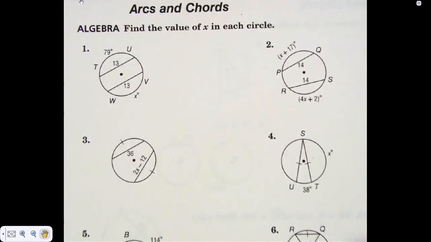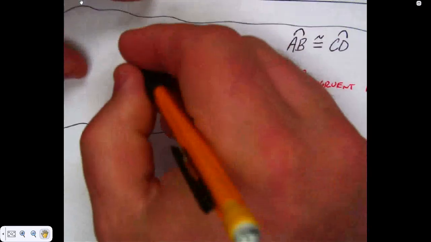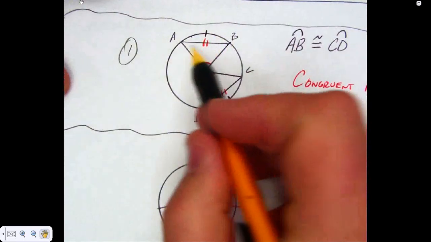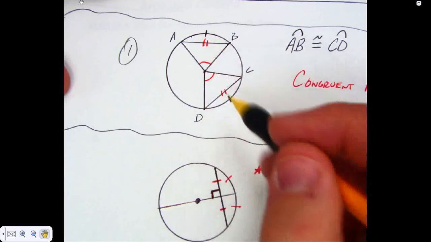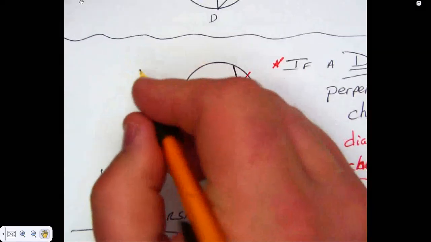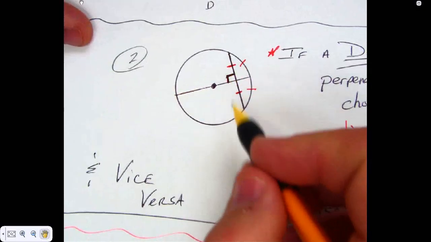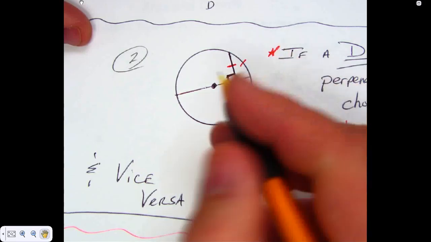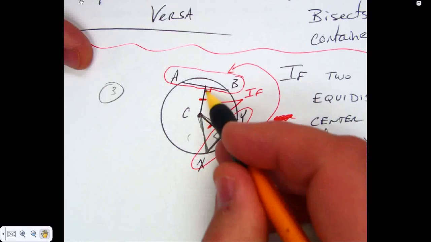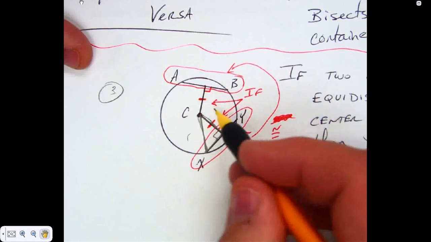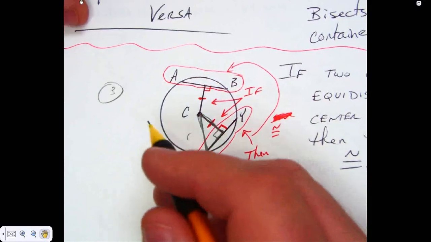Okay, basically we talked about three concepts today. Concept 1, 2, and 3, right? Concept 1 is what? If the chords are congruent, then the arcs are congruent. Concept 2, if a diameter is perpendicular to a chord, it cuts the chord and the arcs in half. Concept 3, if two chords are equidistant, make a right angle, this distance is the same, then the chords have to be the same, or congruent, right? Those are our three concepts.